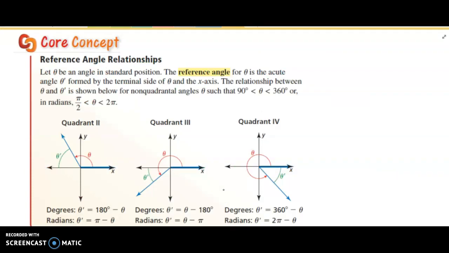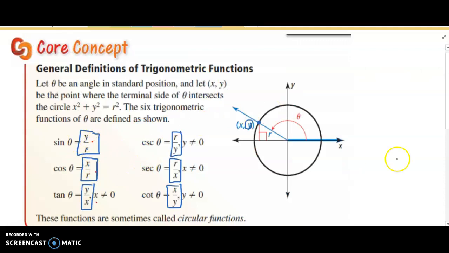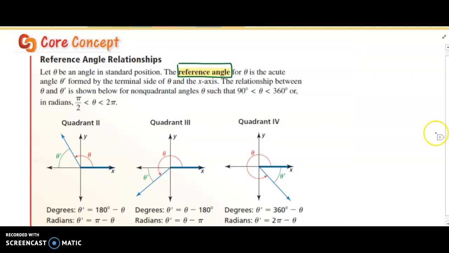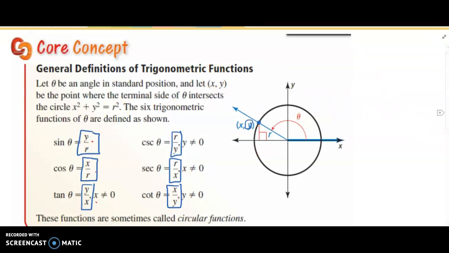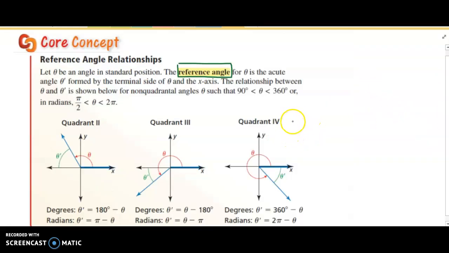All right, so we're talking about reference angles now, and reference angles are very important. This is what keeps us from having to remember all these things here. So this is going to be much easier after you know reference angles. You won't have to memorize all these, like I said. First of all, a reference angle is formed by the terminal side and the x-axis. So that's what you need to know.